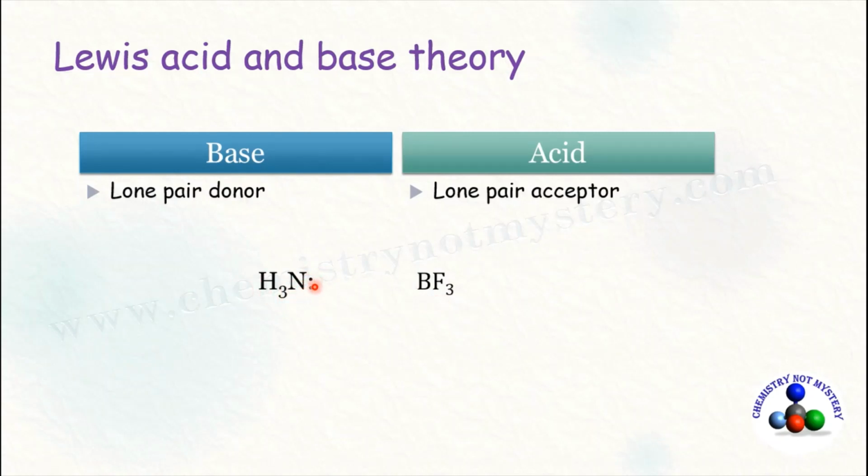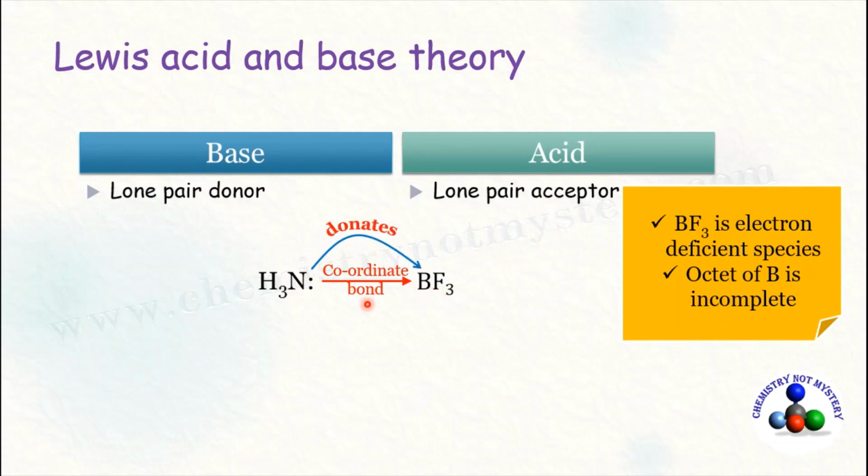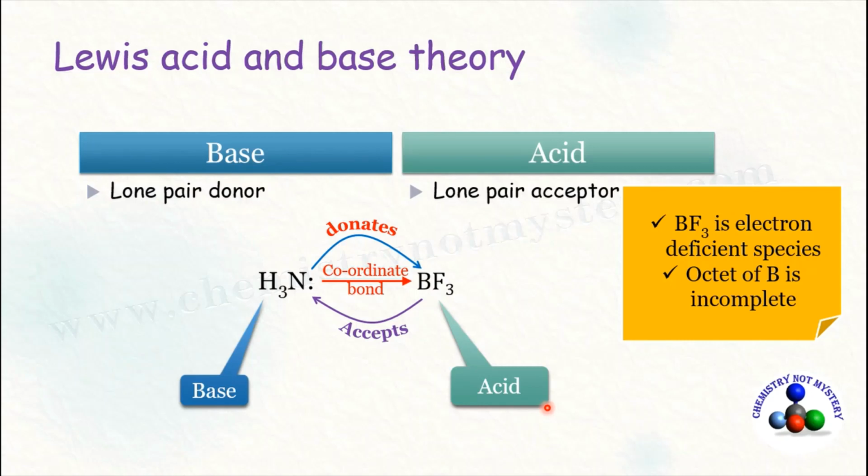NH3 contains a lone pair of electrons, and BF3 is an electron deficient species. As the octet of boron is incomplete here, it has only 6 electrons instead of 8 electrons. So BF3 is electron deficient, and in ammonia nitrogen has a pair of electrons. So here nitrogen from ammonia donates a lone pair to BF3 via a coordinate covalent bond. As ammonia donates a lone pair to BF3, ammonia acts as a base, while BF3 accepts the lone pair from ammonia, so it will act as an acid.